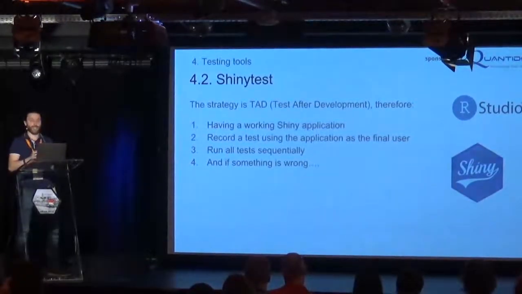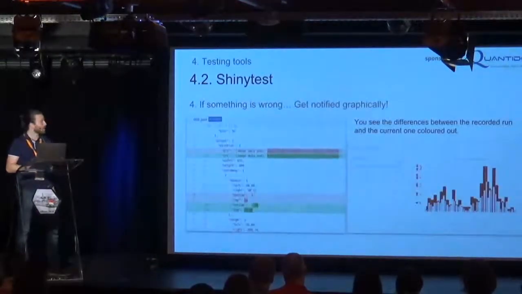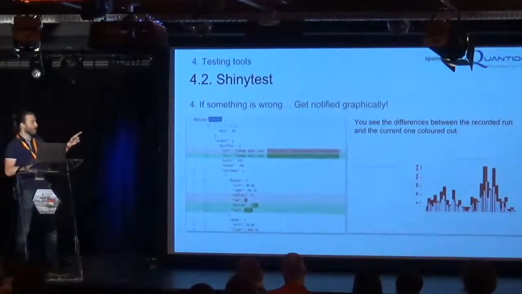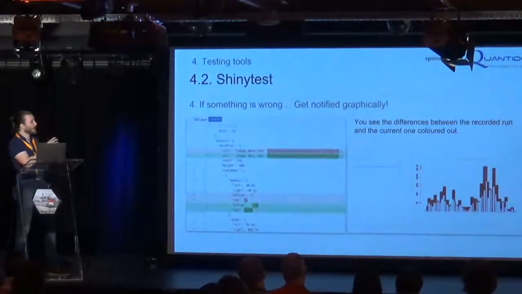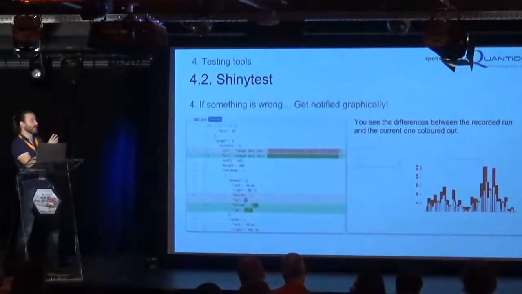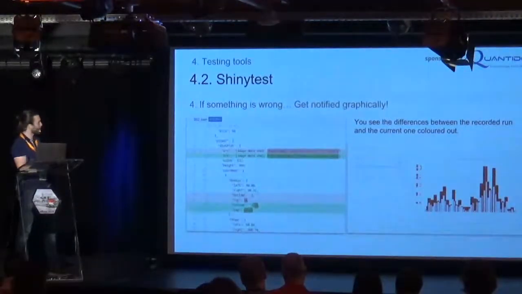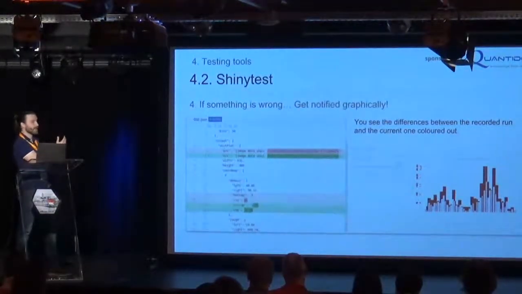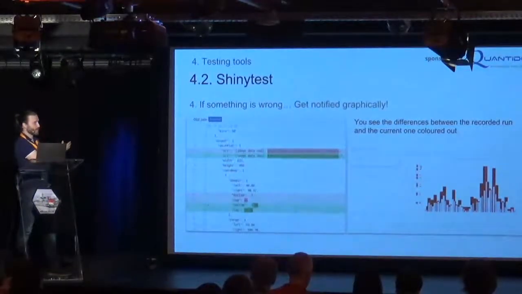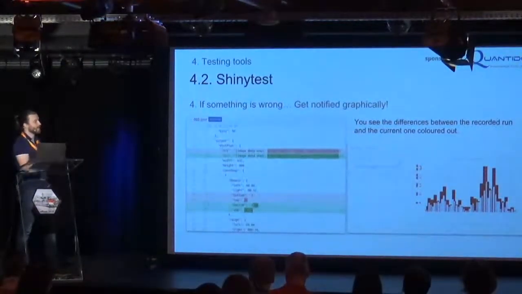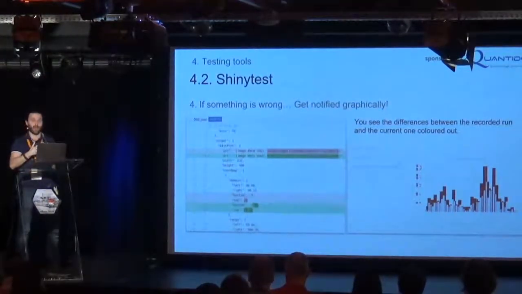If I change something, or I do refactor, and something goes wrong, I am notified graphically. So here you can see the differences between the recorded run and the current one, colored out. On the left-hand side, you can see the differences in the data structure, data frame, lists, and so on. On the right-hand side, the difference in the screenshot on the web browser.